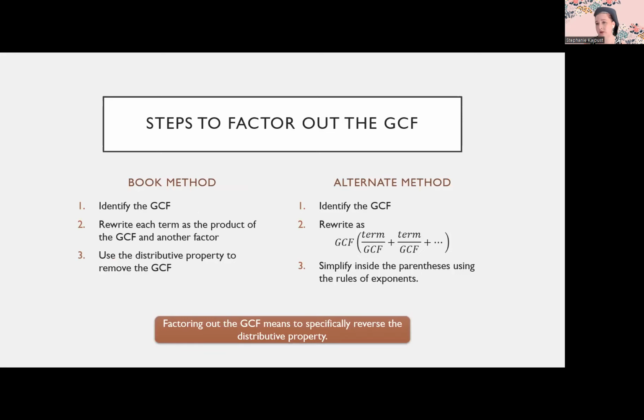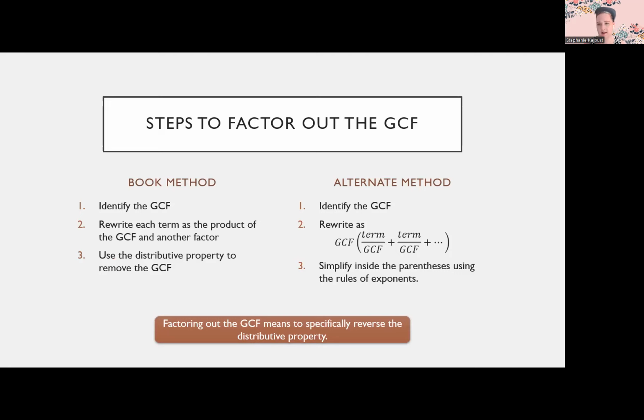So we've got two methods to factor out the greatest common factor. There's the method that the book teaches, and then there's an alternative method, which is my method. The book method and the alternative method start out the same way, where your first step is you have to figure out what the greatest common factor is before you can factor it out.